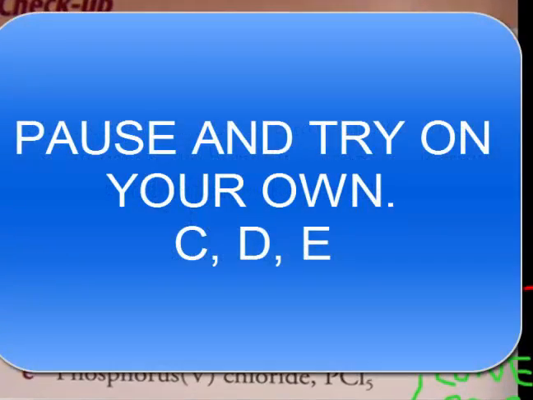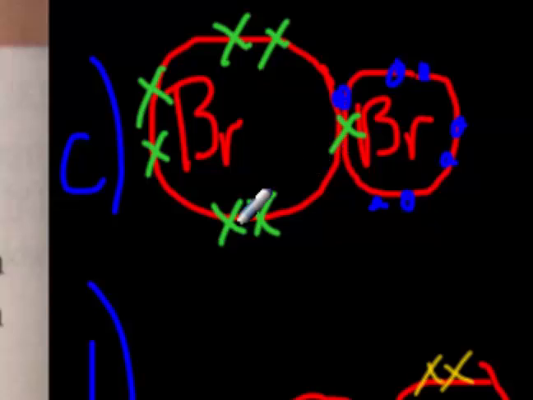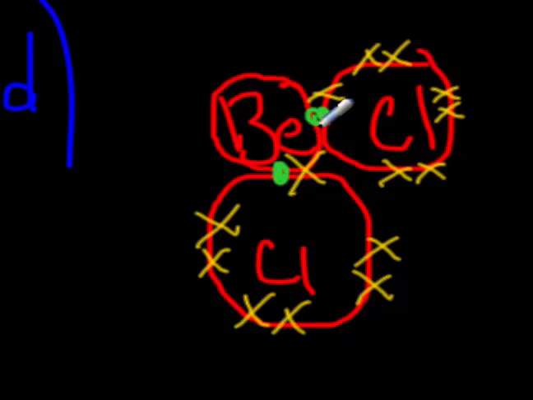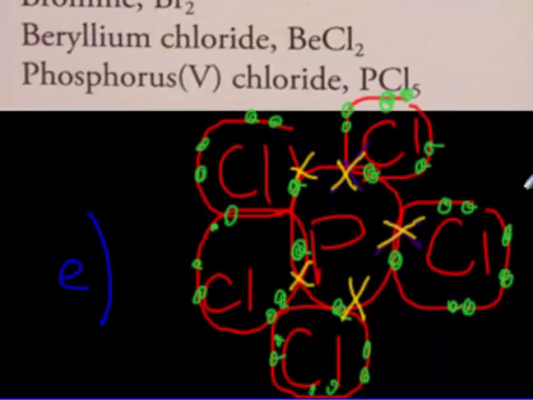All right, so see if you can go ahead and figure out how C, D, and E work out and do those. All right, so here is C. We can see there's 7 electrons around bromine, 7 electrons around bromine. We get this single bond in between the two. Beryllium, well, we can see here's the green, these 2 valence electrons from beryllium. We get a connection there between these two.